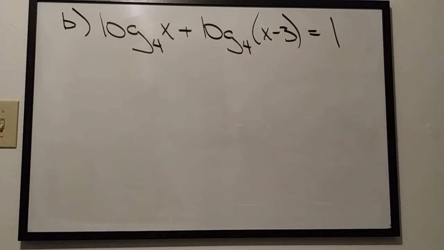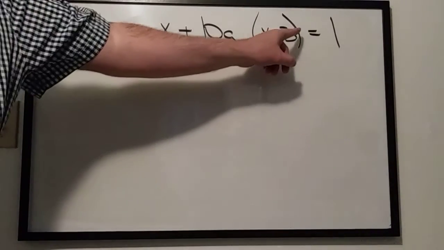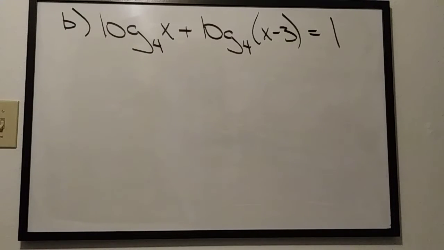Well, if you go back to our previous section, section 6.5, think about the fact that we have two little logs on this left-hand side. If I have two little logs, I can possibly bring those two little logs together using one of those properties of logs from section 6.5. So let's see if we can make that happen.